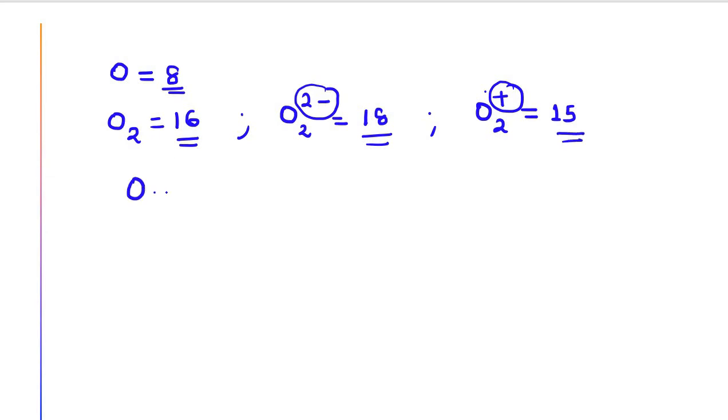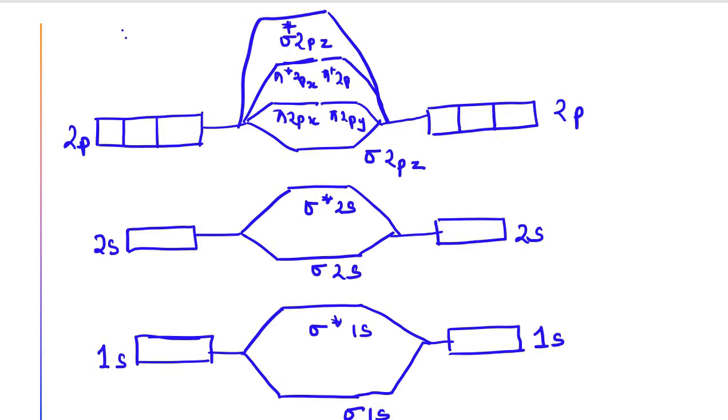We know that for oxygen, the electronic configuration is 1s2, 2s2 and 2p4. So let us consider the molecular orbital diagram. This is our oxygen atom, and this is our oxygen atom. By combining these two, we are getting our O2 molecule. These representations are the atomic orbitals of the oxygen atoms. So two oxygen atoms combine forming an O2 molecule.